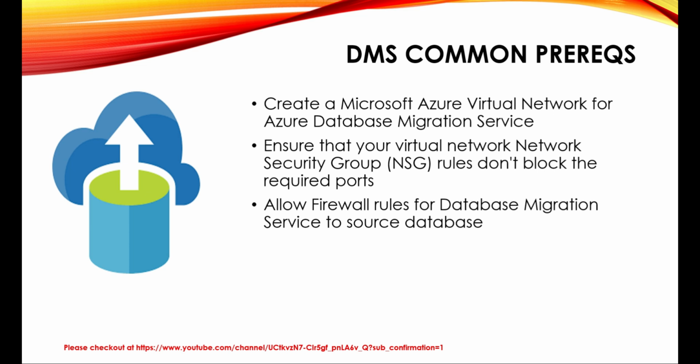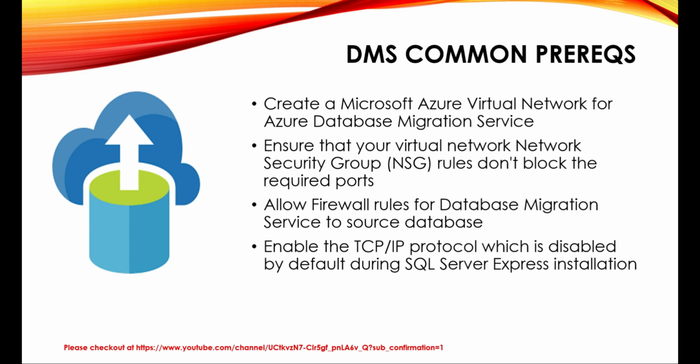When using a firewall appliance in front of your source databases, you will need to add firewall rules to allow Azure Database Migration Service to access a source database for migration. Right? So you'll have to configure your Windows Firewall for database engine access. Enable the TCP/IP protocol, which is disabled by default when you install the SQL Server Express edition.